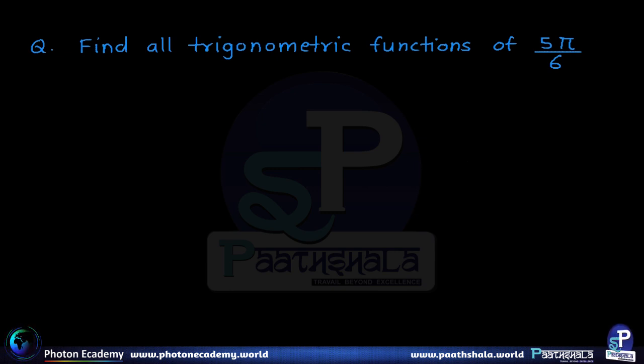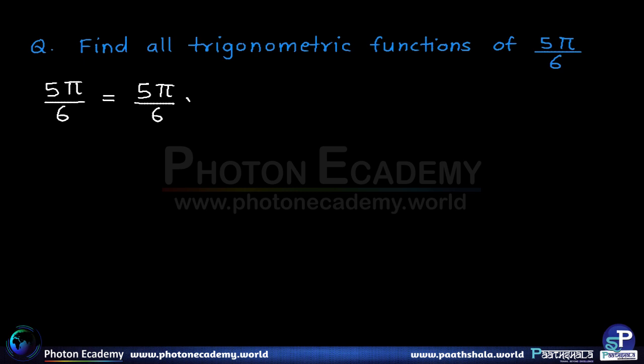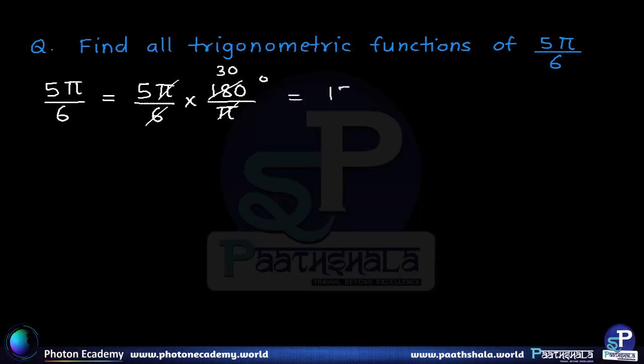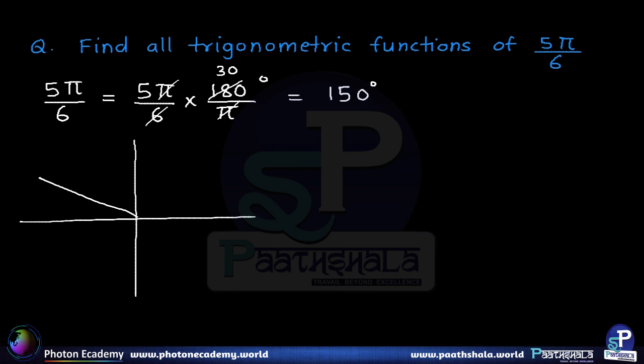So now let us first see what is this angle 5 pi by 6, just to have an idea where it comes. So 5 pi by 6 is nothing but 5 pi by 6 into 180 upon pi degrees, because in the beginning we are comfortable with degree measure, so cancelling pi and 6 will cancel 180 with 30, that will give us 150 degrees. So clearly we have 5 pi by 6 in second quadrant, isn't it?